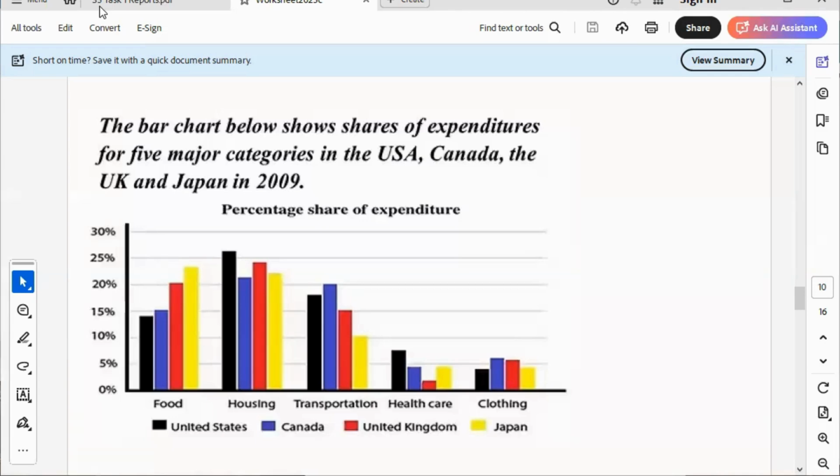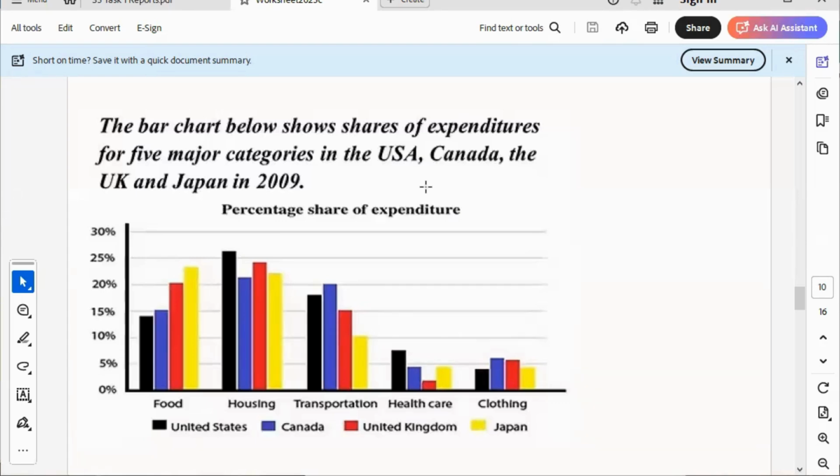You cannot say Canada has because the figure is from 2009. Okay, so it's going to be what? Canada had the largest expenditure on transportation. Canada had the largest expenditure on what? Transportation. So that's your correction for that.